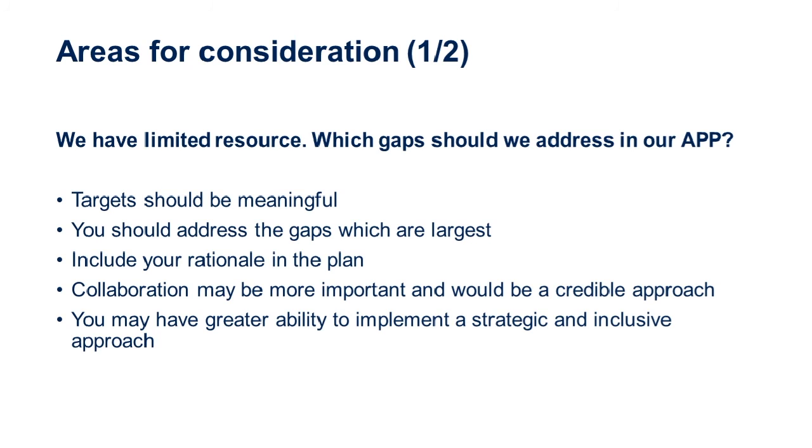Where resources are a serious constraint, you could think about how you might work with other providers. We do appreciate issues around competition, but where you have other providers facing similar issues, similar gaps, there could be real advantages and economies of scale in terms of collaboration. Also think about how being smaller can work to your advantage in terms of being able to implement a more strategic and inclusive approach. This can sometimes be easier to achieve in smaller environments than the much larger faculty type institutions.